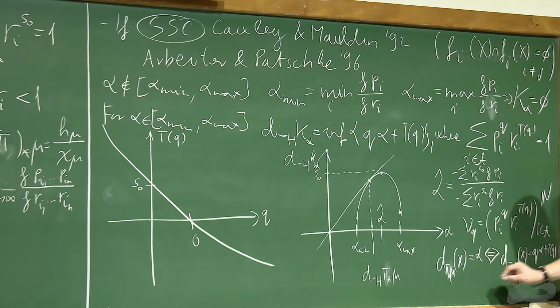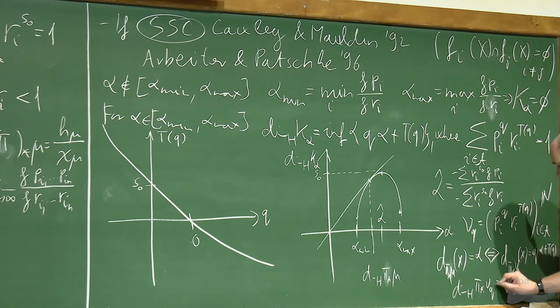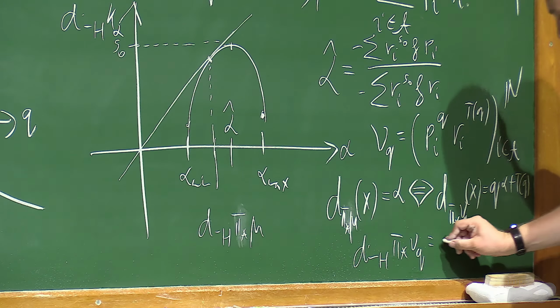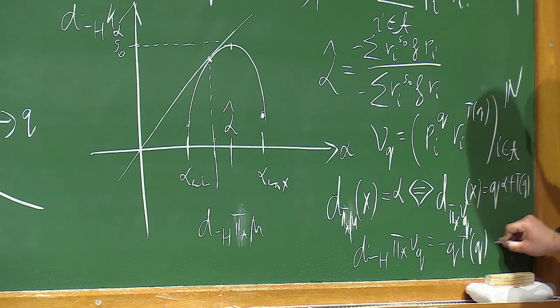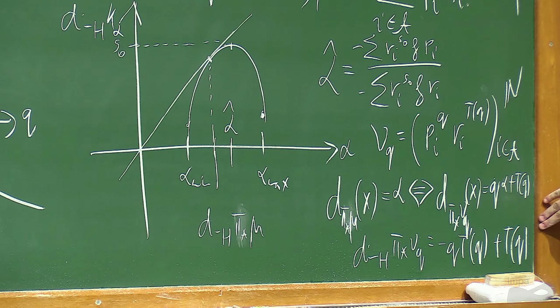And when does this happen? Well, basically, if you check what is the Hausdorff dimension of this push-forward set, so basically you just check what is the local dimension of the symbolic space, you get that this is minus q times the derivative of tq plus tq. Right? Simple calculation gives that to you.